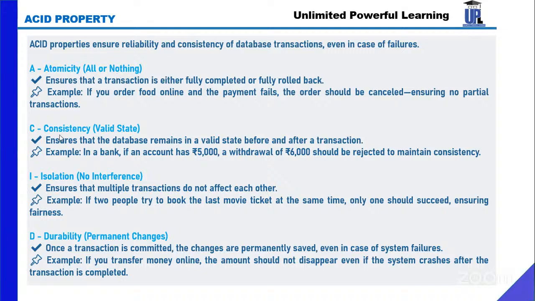Next is consistency. It ensures the database remains in a valid state before and after the transaction. That means in a bank, if your account has 5,000, your withdrawal of rupees 6,000 should be rejected. That kind of consistency should be there. That is a valid state.